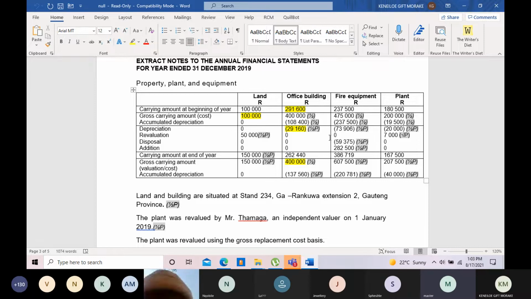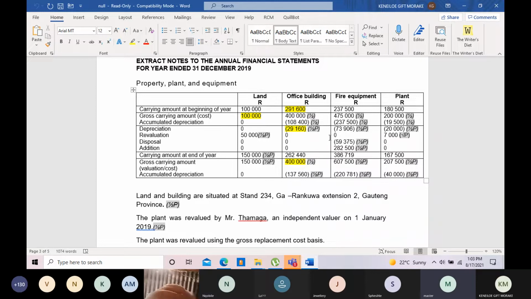137,560. Let me prove that one to you. I'm saying to you, you take how much? You take 108,400. You add the depreciation of 29,160. You see now, we are getting that 137,560. PPE is very simple, good people. However, this is where you're going to be collecting most marks.